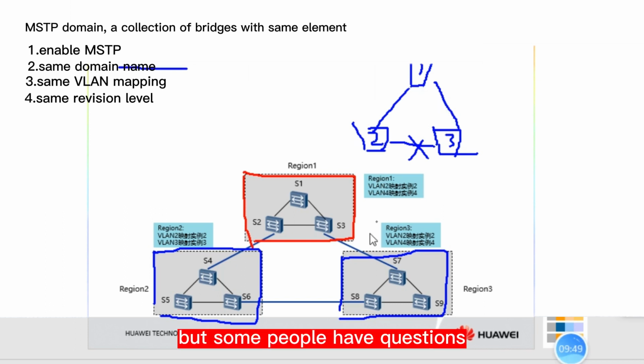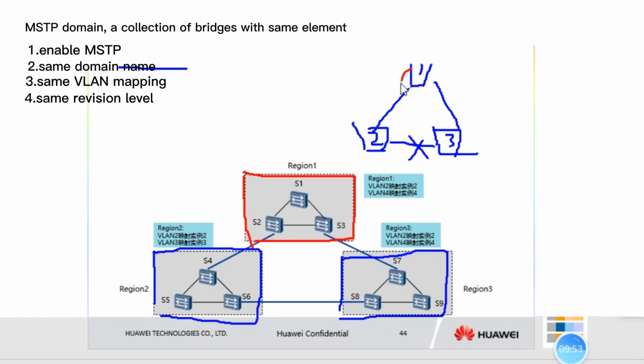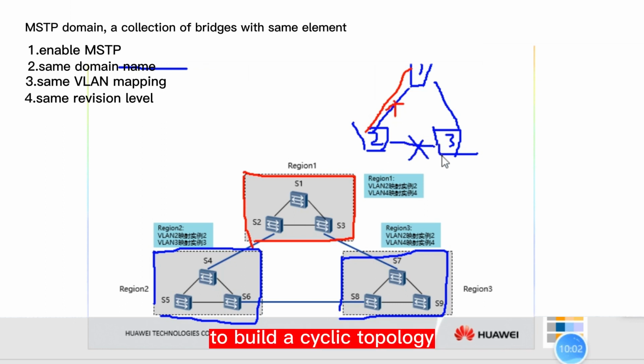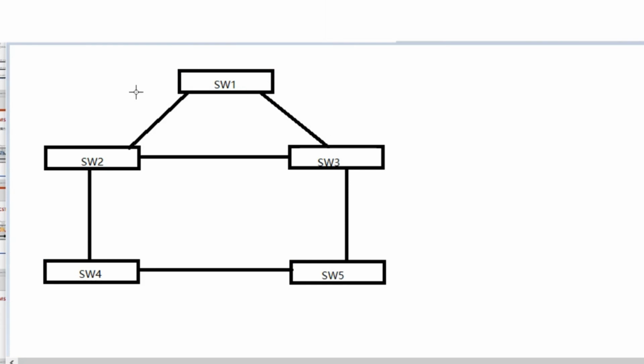But some people have questions. Why don't you just connect two lines? This will also form a loop, so we have to break a line. In this case, to build an acyclic topology, that is when to use multiple domains. Next, let's look at the topology.